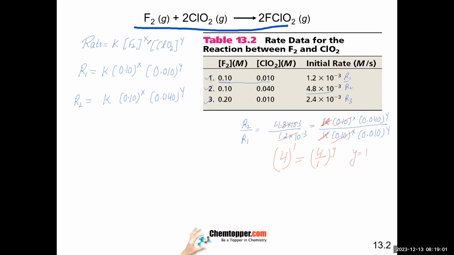So you know the order with respect to ClO2 is 1. 1 means you double the concentration, rate doubles. You make the concentration 4 times, like here, you are making it 4 times. How many times has the rate increased? 4 times. So 4 raised to power Y, that's what you are getting mathematically, is equal to 4 raised to power 1. So Y is 1.